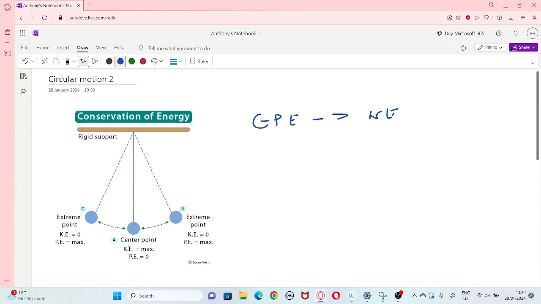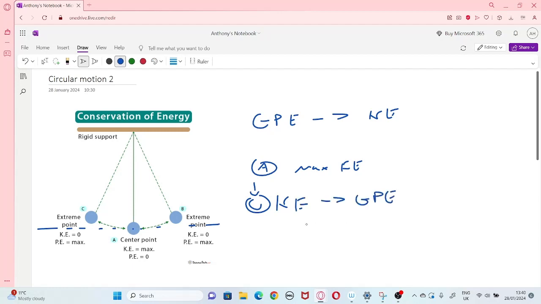right, to point A. So once it falls to point A, assuming that at point A it's at equilibrium position, so there's no height at point A, we'll reach maximum kinetic energy, right? And then from point A to point C, our kinetic energy will be transferred into gravitational potential energy. And then at point C, the object will reach its maximum height.